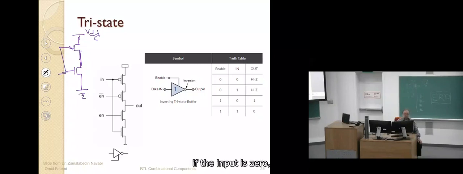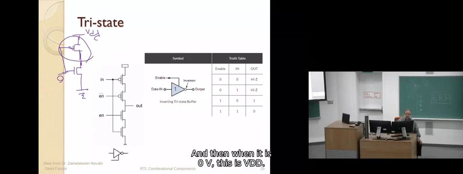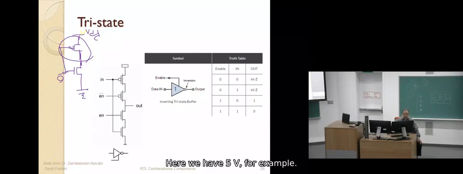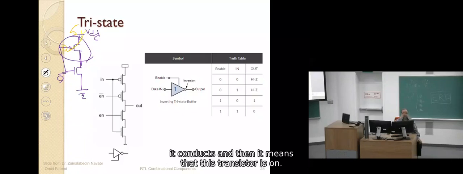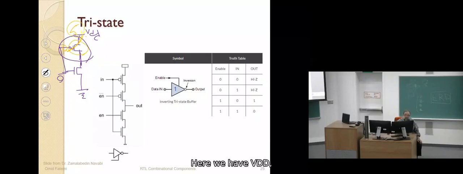And I guess I've told you, if the input is zero, then the PMOS is conducting. If the input is 0 volts, this is VDD. Here we have 5 volts, for example, and here we have 0 volts. So for PMOS, when there is a low potential here, it conducts, which means this transistor is on. So VDD appears here, and it becomes 5. So when we have 0 as input, the output is 5.